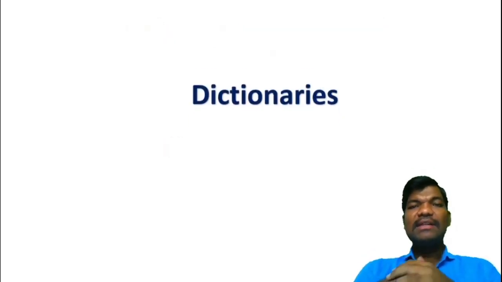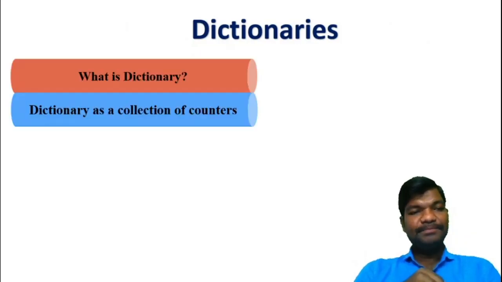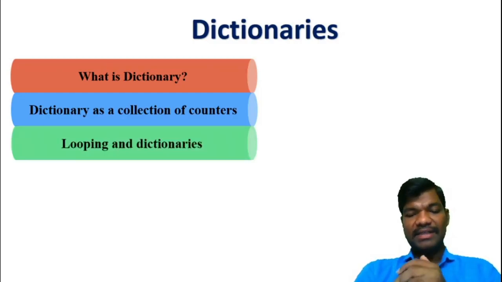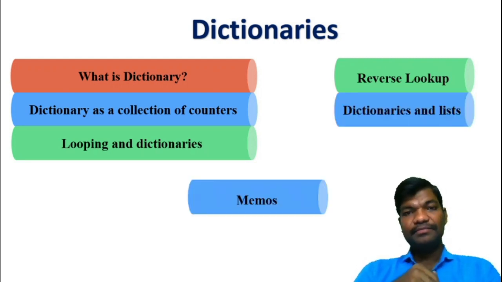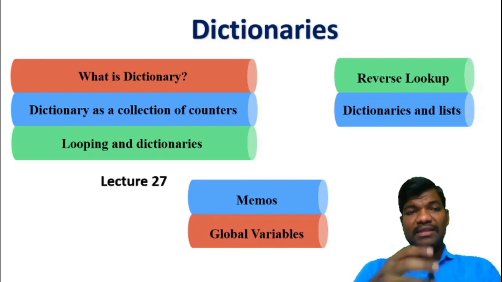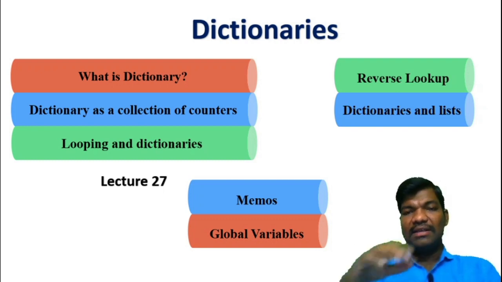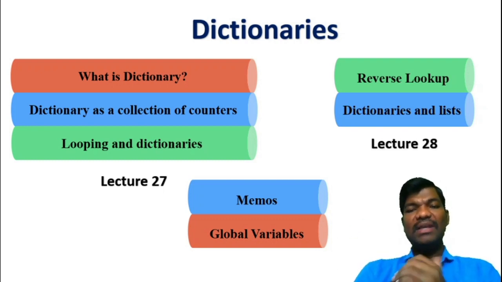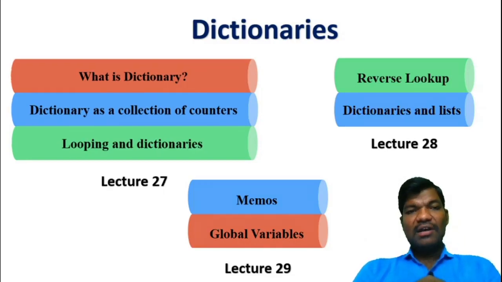Let's check the syllabus of dictionaries. What is a dictionary? Dictionary as a collection of counters, looping with dictionaries, reverse lookup, dictionaries and lists, memos, and finally global variables. In this lecture, we will learn the first three topics: what is a dictionary, dictionary as a collection of counters, and looping with dictionaries. In the next lectures, we will discuss the remaining topics. Let's get into today's lecture.